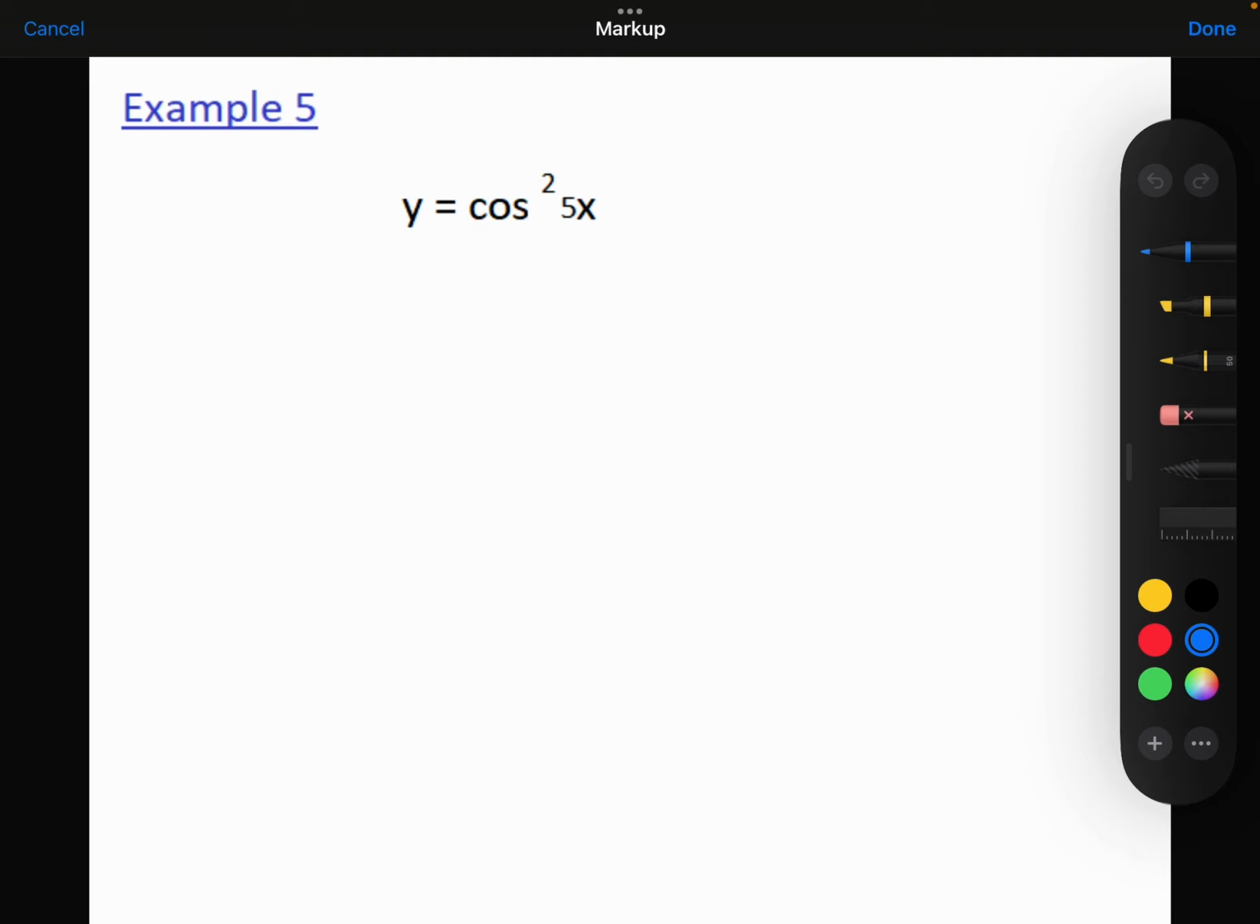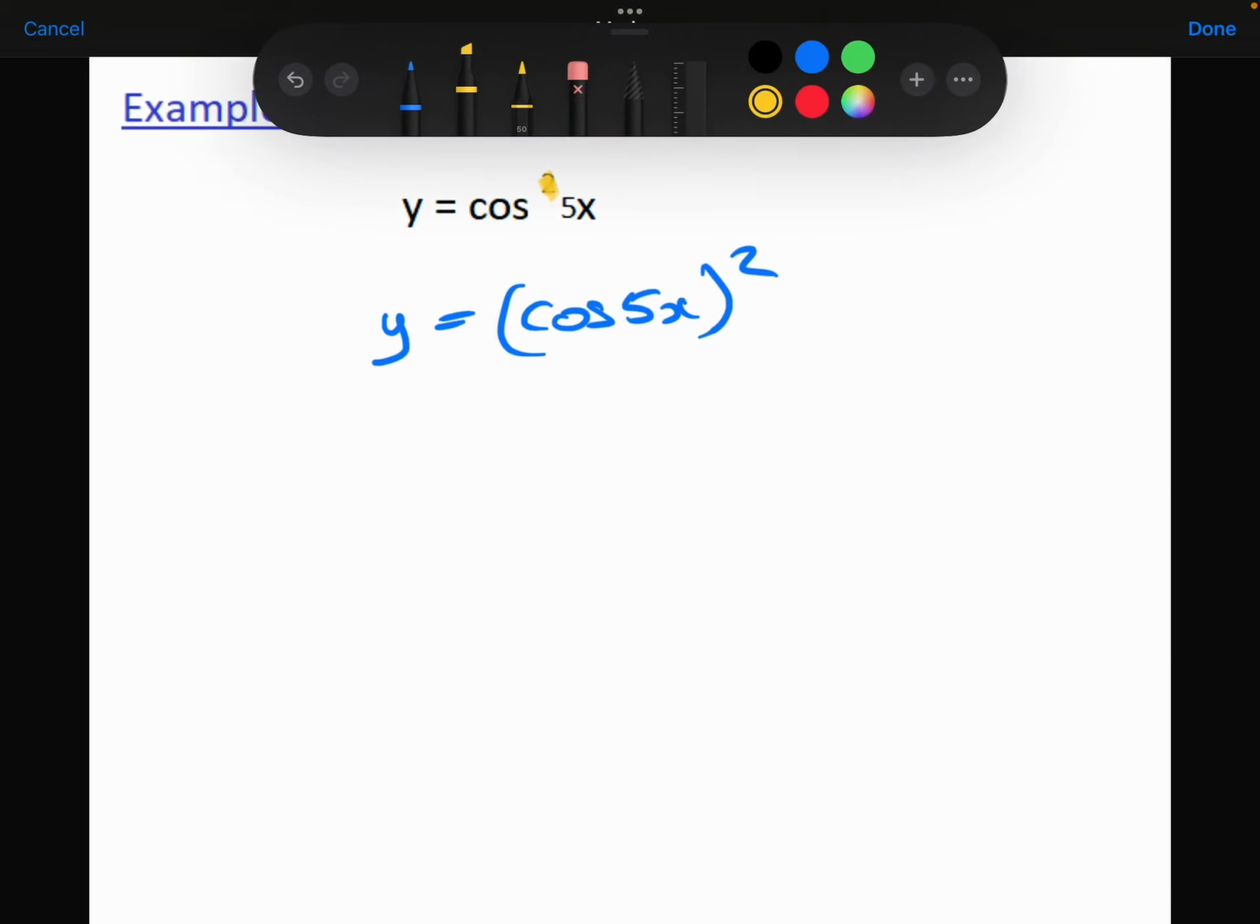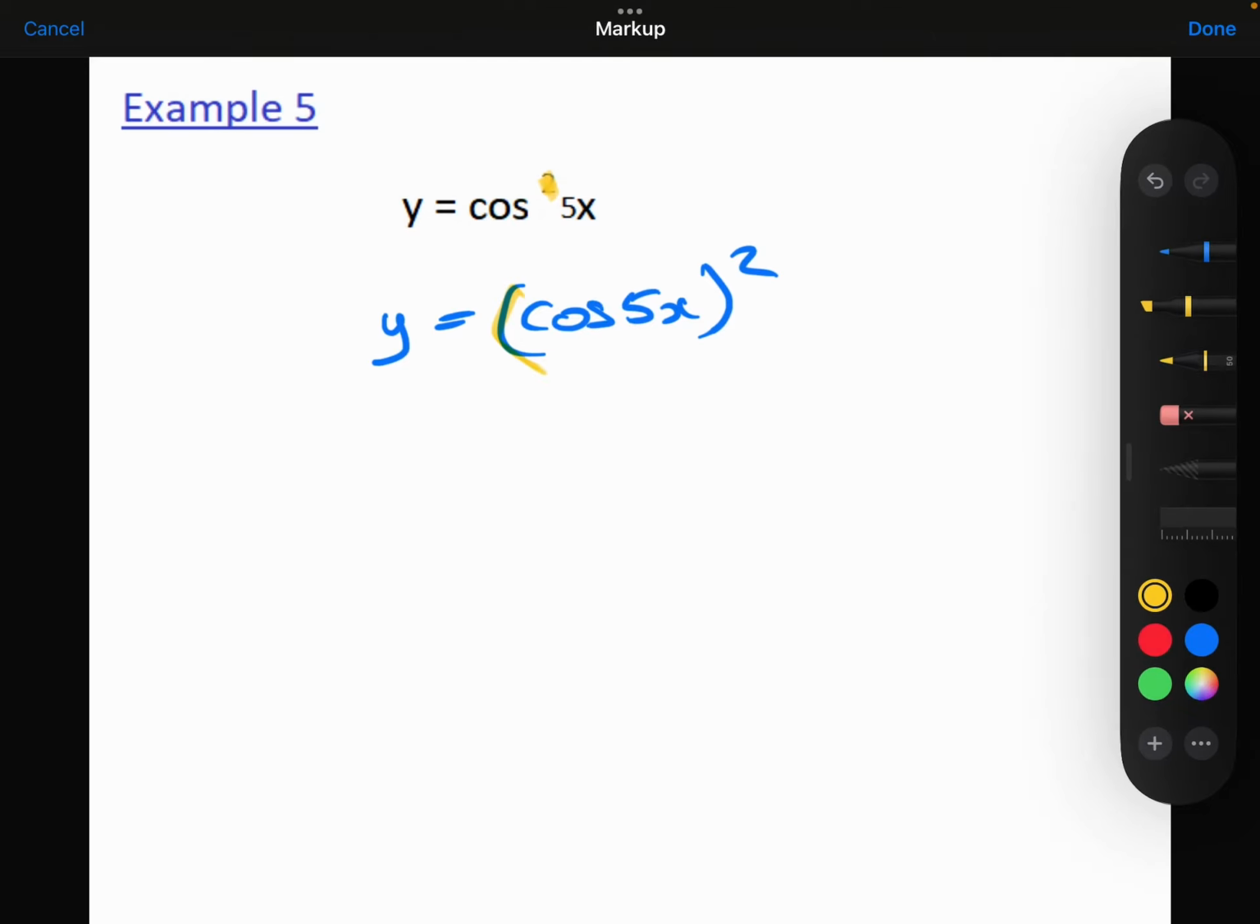We have got y equals cos squared 5x. Now we need to remember what this squared there means. That means the same thing as cos 5x squared. They are exactly the same thing. The only reason we write the squared here with trigonometry is so that we don't have to keep writing out these brackets every single time. So those mean the same thing.